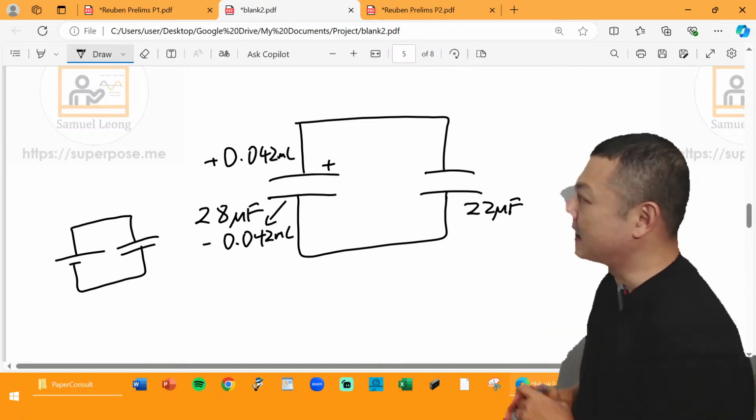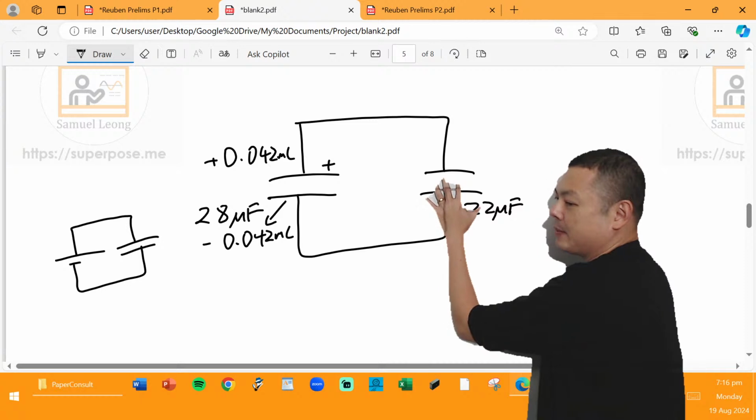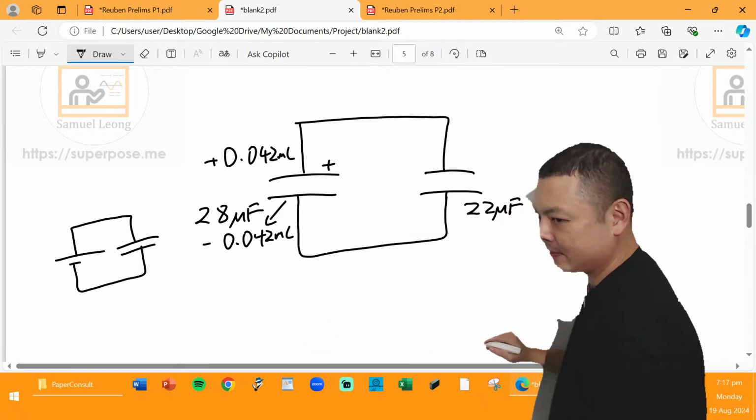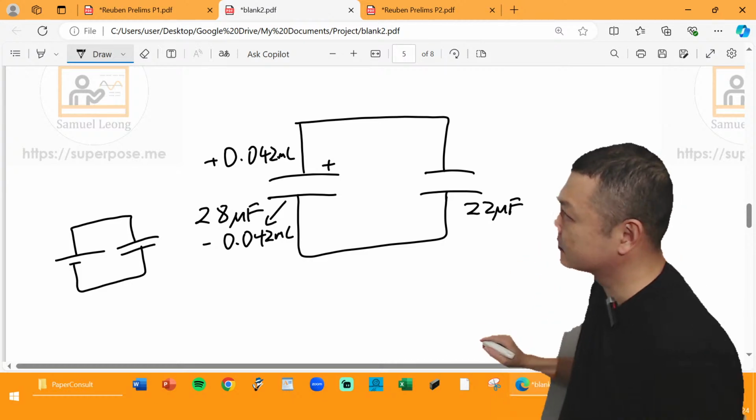But now I connect it to another uncharged capacitor. So what will happen then?